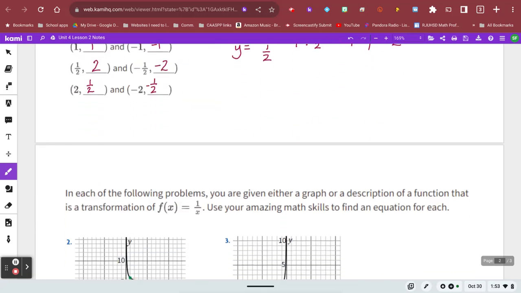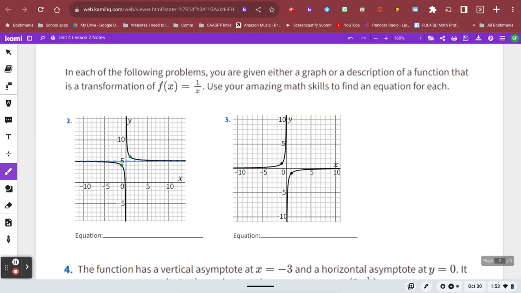Okay, so we're going to look at our equation. So what did we do here? Okay, so here we can see that one of our anchor points is now up here. Instead of being up at 1, it's moved up 5 spaces. So we can write that as f of x equals 5 plus 1 over x. You could also do it as 1 over x plus 5. It doesn't matter which order, it works the same way.